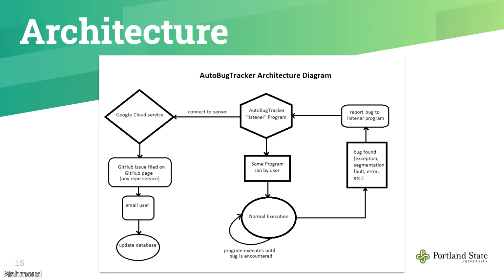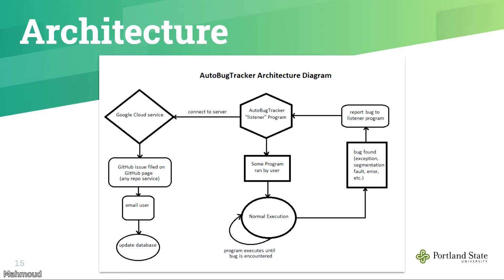Hello, this is Mahmoud Robiai. In this slide, I will speak about the initial bug tracker program architecture, which was communicated to us by the product owner. The idea is simple: a program that is designed to listen to a user program and capture whatever bug could be generated from that user program. The bug could come in different formats: an exception, a segmentation fault, or any type of error.